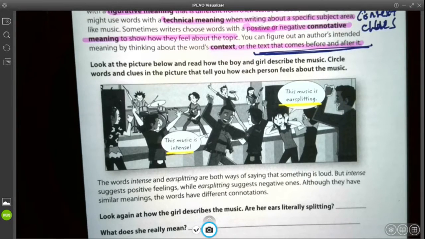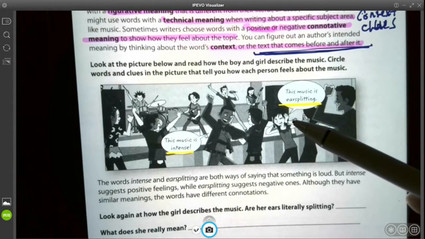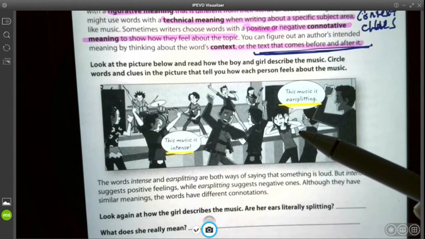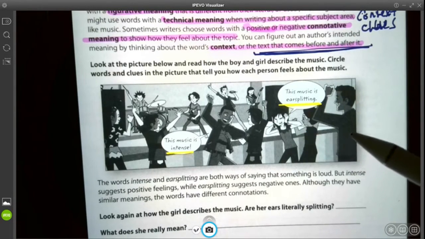Let's think about the word ear-splitting. Are her ears literally splitting? No, her ears are not literally splitting. It just means that she doesn't like what she's hearing, and it makes her feel like her ears are splitting, but not really. It's a figurative expression. It's just like an exaggeration that's used to describe something that is unpleasantly loud.